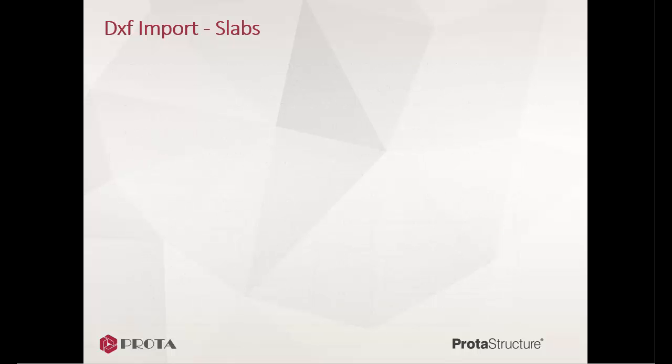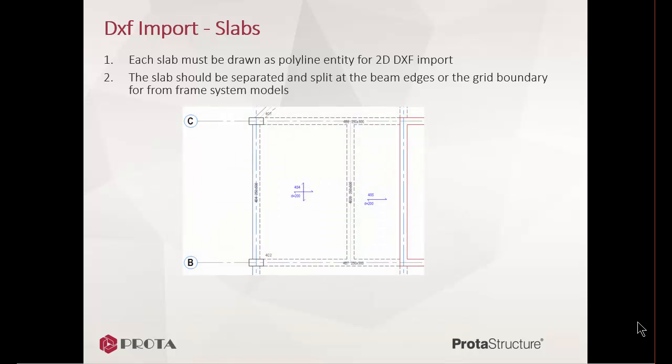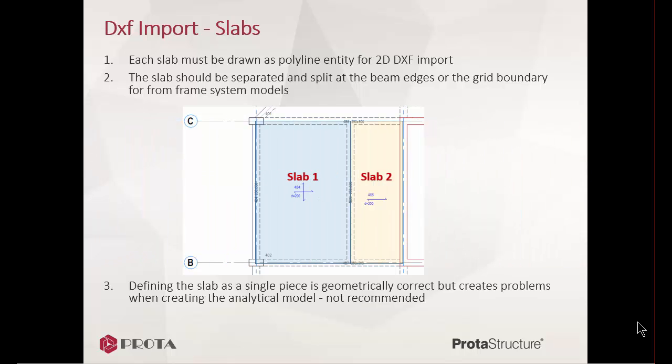DXF import of slabs. Each slab must be drawn as a polyline entity for 2D DXF import. The slab should be separated and split at the beam edges, or the grid boundary, for frame system models. Defining the slab as a single piece is geometrically correct, but creates problems when creating the analytical model. Hence, it's not recommended. Slabs are very easy to create in ProtaStructure. Hence, you may find it more productive to create slabs in ProtaStructure than to import them.